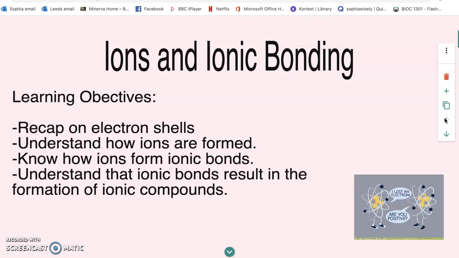So some learning objectives for this lesson are to recap on electron shells and to know and understand the electron shell rules, to understand how ions are formed and to be able to deduce the charges of the ions from the periodic table, to know how ions form ionic bonds, and then to understand that ionic bonds result in the formation of an ionic compound.